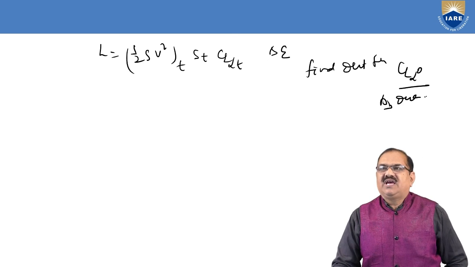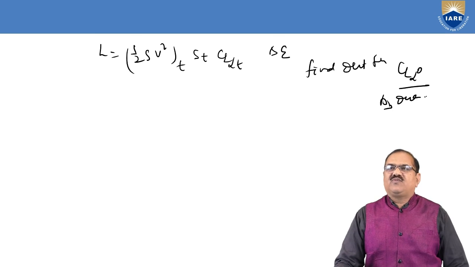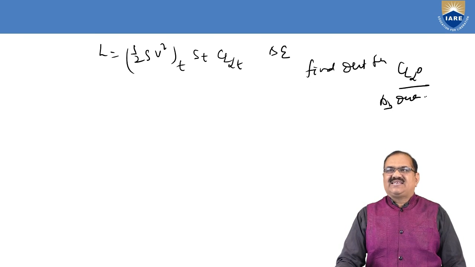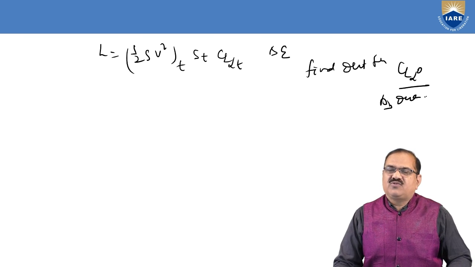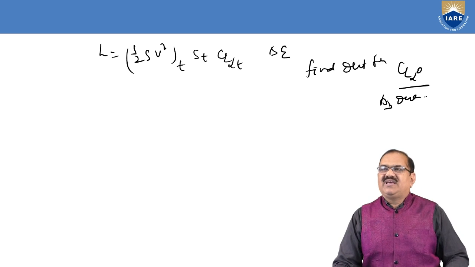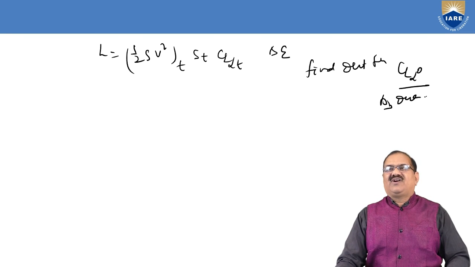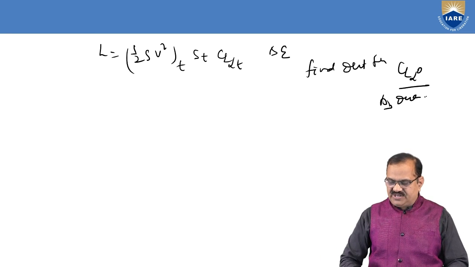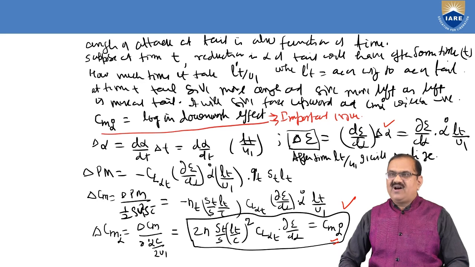Okay, so here L is equal to lift is equal to half rho V square tail ST CL alpha t, and so we can find out delta epsilon by finding CL alpha dot. Okay, so this is the importance of this CL alpha dot.